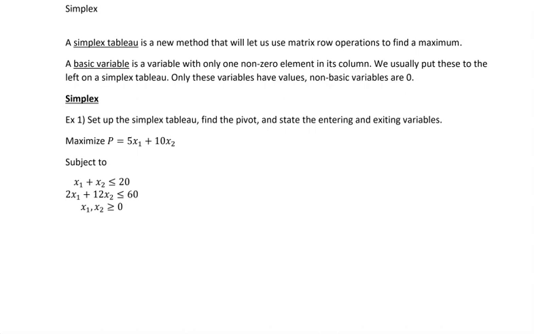Also, the other definition we're going to need is a basic variable is a variable with only one non-zero element in its column. And I'll show you what that means in a minute. We're usually going to put these on the left of the Simplex tableau, that way they're nice and easy to spot at any time. Only these variables have values. Non-basic variables are 0. So whenever we actually set up the tableau, we're going to come back to that and explain exactly what that means.